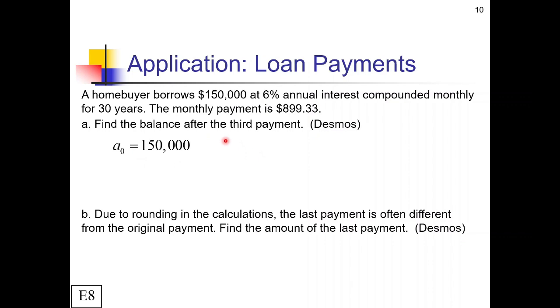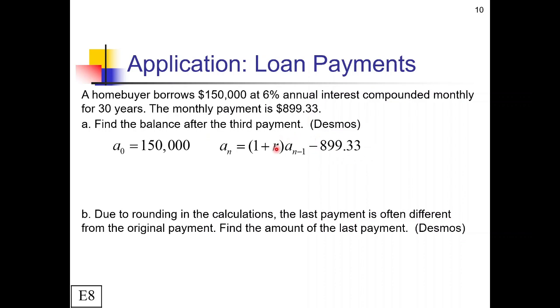And now for the recursive piece of this, whatever my balance is, I have to multiply that by 1 plus the interest rate, and then I have to subtract this monthly payment. So I'm going to have 1 plus r times a sub n minus 1. That's 1 plus the interest rate times the last balance, and then we're subtracting that monthly payment.